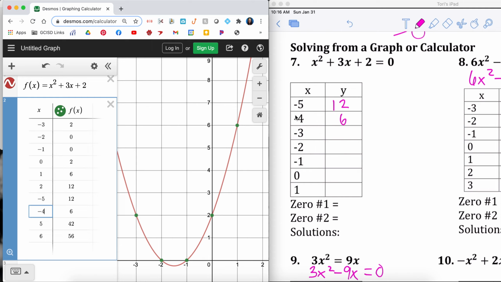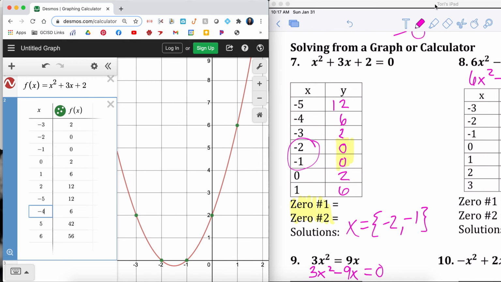Negative 4 takes me to 6, and then I'm following back up here for 2, 0, 0, 6, and oops, I did that wrong. Negative 3 was 2, 0, 0, 1. Oh, I missed the 2, sorry. 2 and 6. All right, so when you're looking to find zeros, you're asking what x's make this table go to 0, and that would be these two answers. So x equals negative 1 and negative 2. Make sure you go least to greatest, so negative 2 comma negative 1.